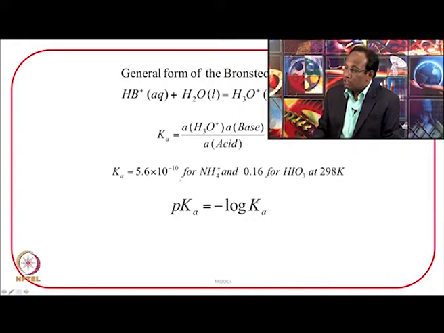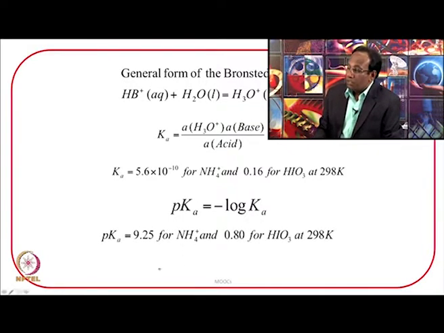And when you substitute these Ka values for NH4 plus and HIO3, what do you get? We get pKa is 9.25 for ammonium ion and 0.80 for HIO3. You see there is a negative sign here, and that takes care of the very small value of Ka, and since Ka for ammonium ion was very small, you see the pKa value is turning out to be very high.